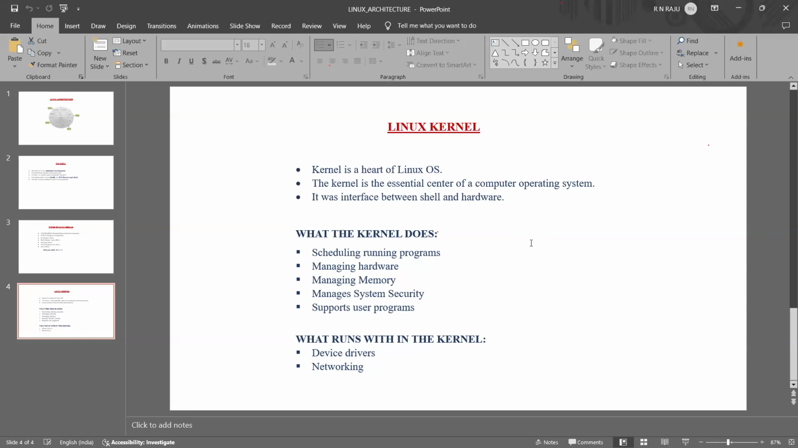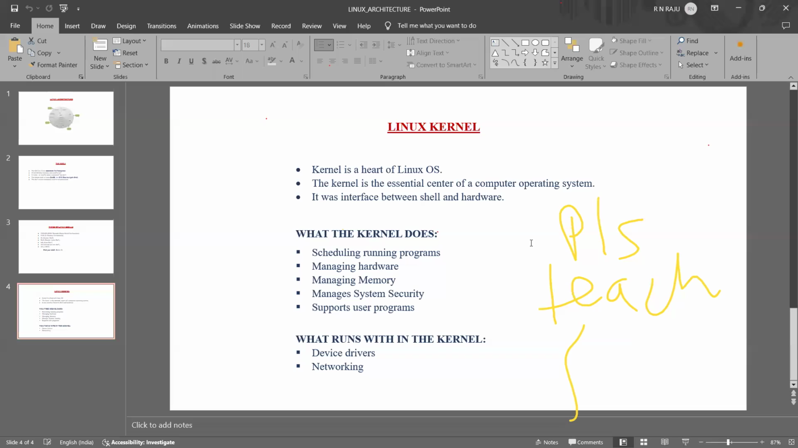So an administrator definitely understands what a kernel is and how to update the kernel. But don't worry, at the Linux admin level, I will cover kernel patching and kernel upgrades also.